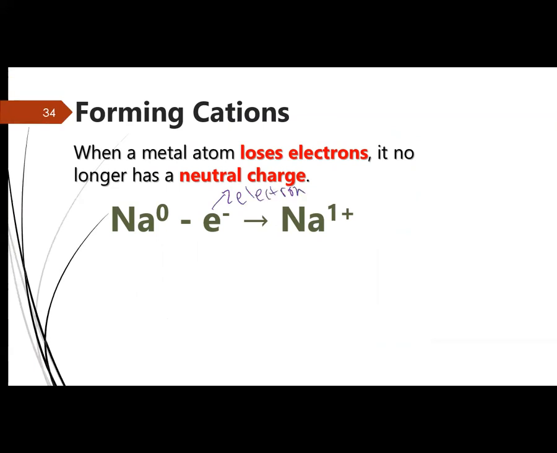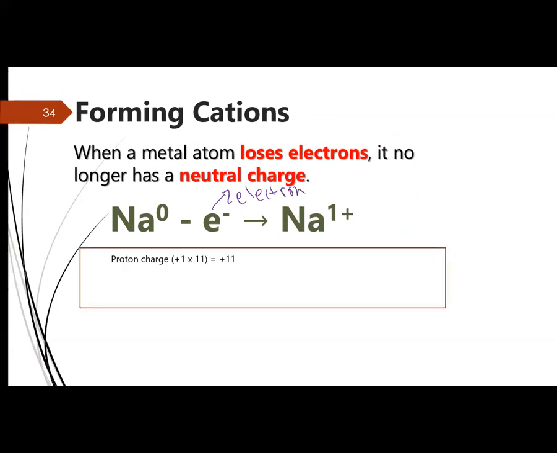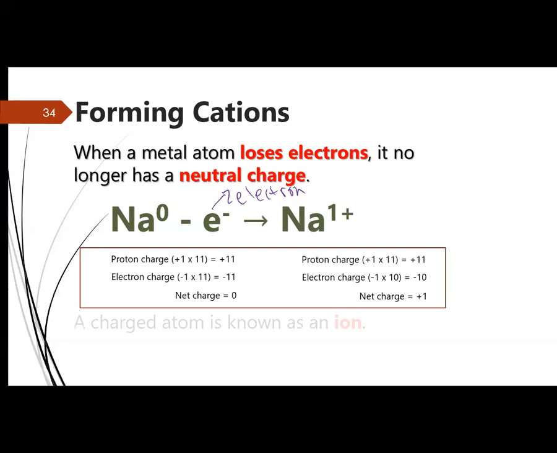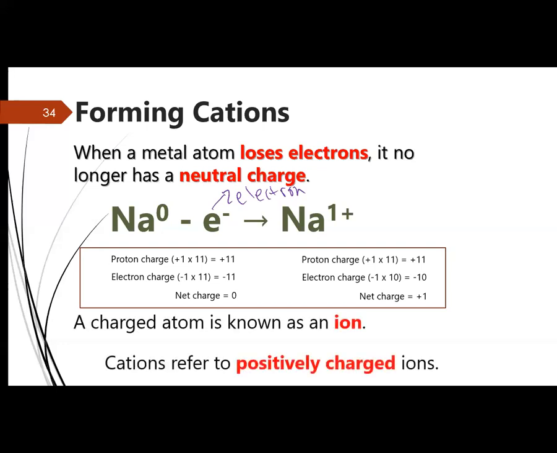And so when it loses that one electron, it's going to go from being a 0 in its charge to a 1 plus. So if we wanted to look at that, we have 11 protons because it's sodium, and it normally would start with 11 electrons and be neutral. But because it's lost an electron, instead of being 11, we should have 10 of them. And so our net charge is going to be a positive 1. And so it is an ion, but specifically it will be a cation because it's positively charged.